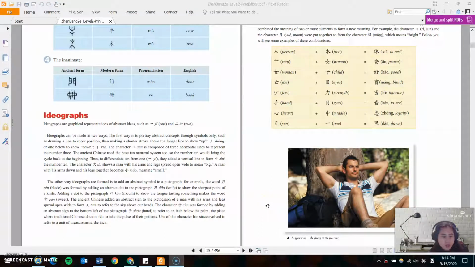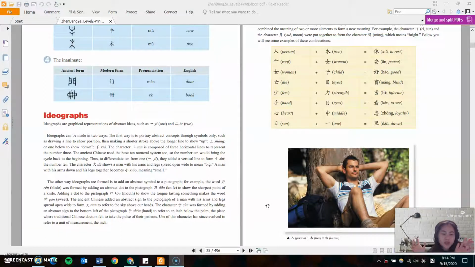Okay, so to continue, the other way ideographs are formed is to add an abstract symbol to a pictograph. For example, the word 刃 was formed by adding an abstract dot to the pictograph 刀 to show the sharpest point of a knife. Adding a dot to the pictograph 口 to show the tongue tasting something makes the word 甘, sweet.